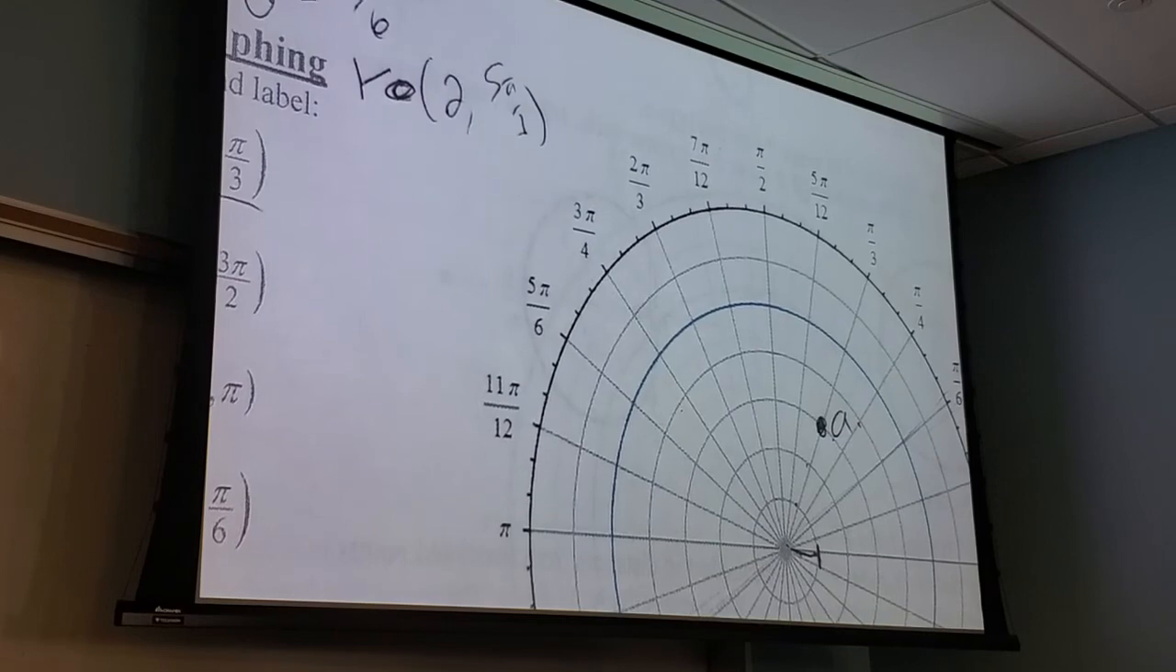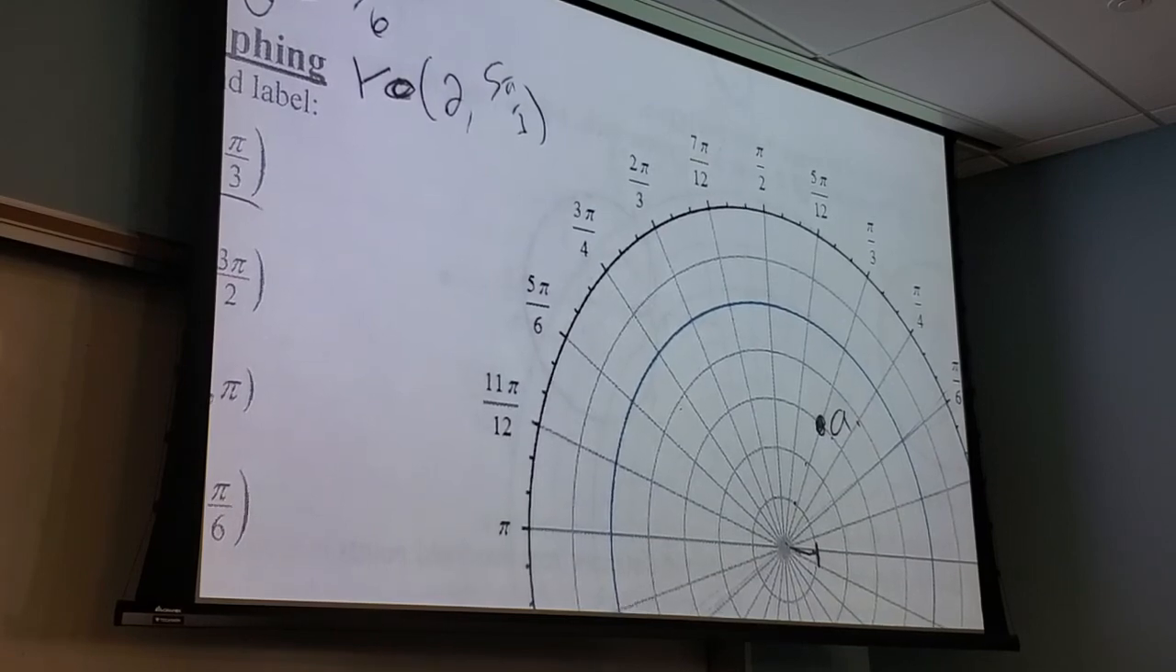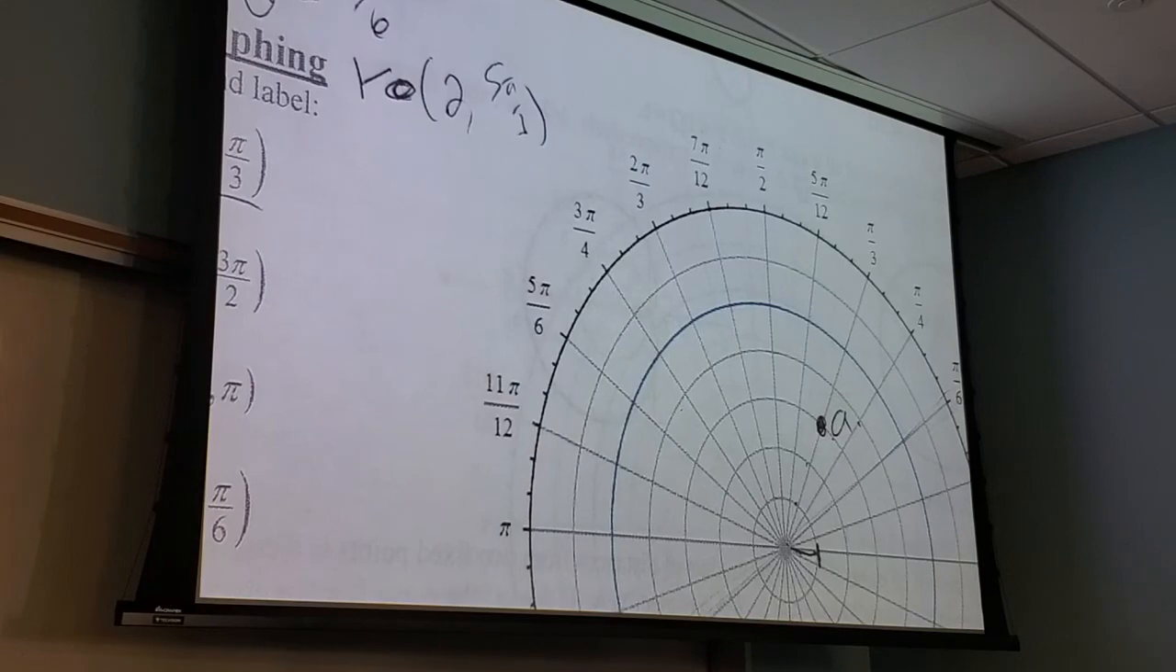So please, dear God, if the homework problem gives you a lot of points to plot, please label them. Don't just give me the star field of things, and I'm like, oh no, how am I going to grade this? I don't know which one's supposed to be which one.